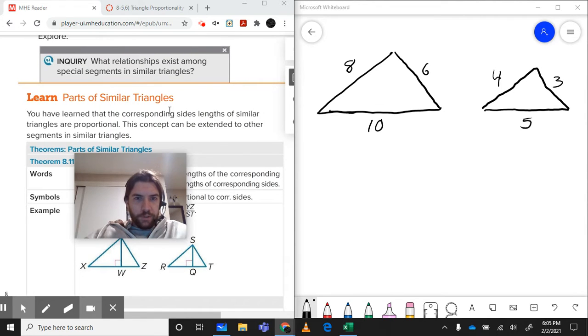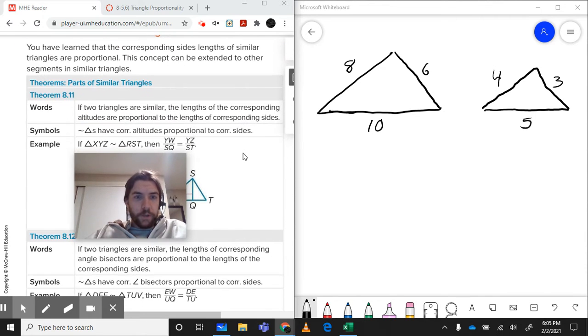You have learned that corresponding side lengths of similar triangles are proportional. This concept can be extended to other segments in triangles. So for example, if we take these two triangles, which I attempted to draw out so they look like similar triangles, ignore this little crease in this side, but we have proportional side lengths. So we can see that in my example, the proportion is a 1:2 proportion. So whatever this number is, this one is twice as big, right? This number twice as big, this number twice as big.